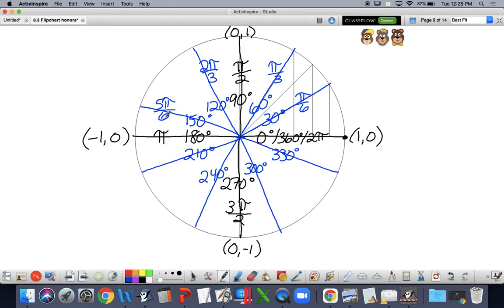We're going to keep going. We've got 7 pi over 6, 8 pi over 6, which is 4 pi over 3, 9 pi over 6, 10 pi over 6, which is 5 pi over 3, and then back around to 11 pi over 6.